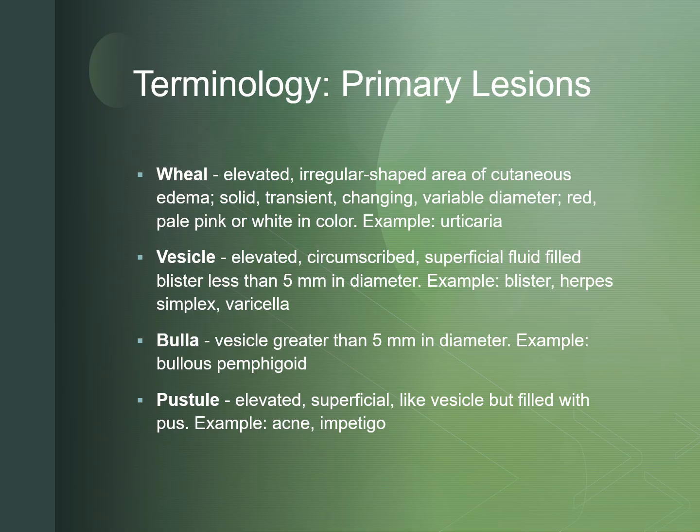A bulla is basically a larger vesicle. It's greater than 5 millimeters. We see this with bullous pemphigoid. This is the same idea as a vesicle, it's just bigger.